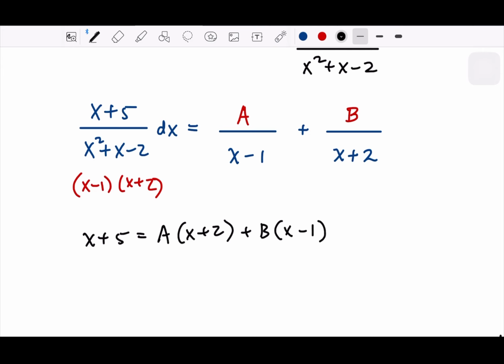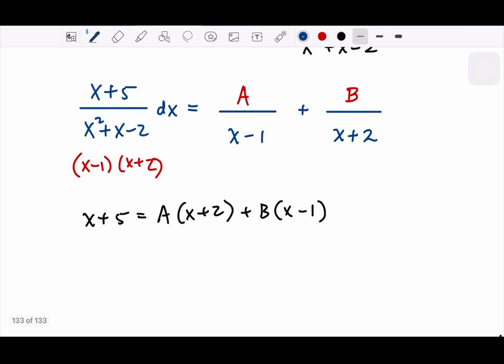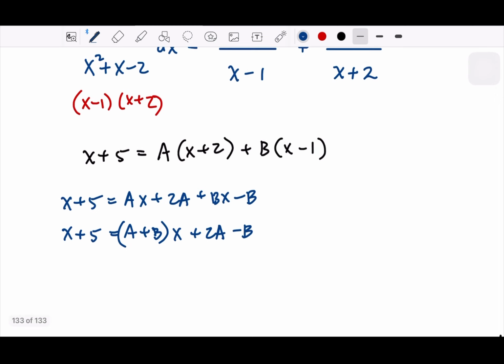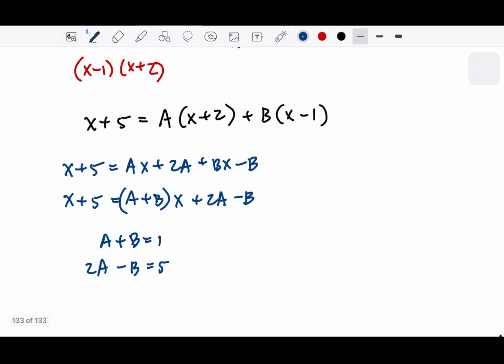First, we can take a plus b equal to 1 and 2a minus b equal to 5. If we add these, we have 3a equals 6, so a equals 2, and b is negative 1.